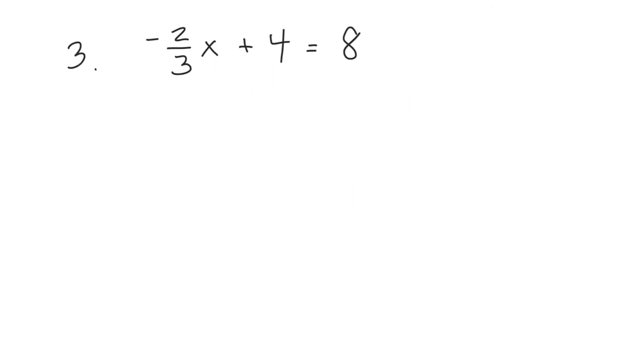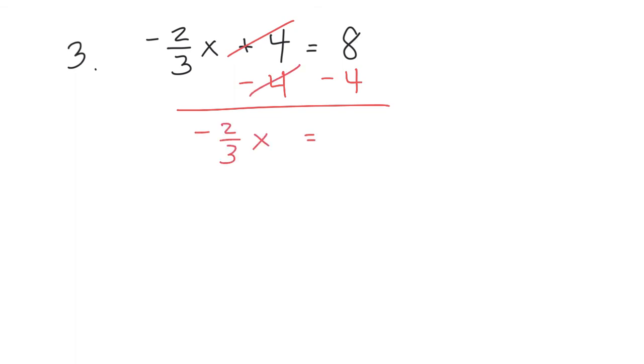Example 3, let's begin by getting rid of the +4. We can do that by subtracting 4 from both sides and using the subtraction property of equality. Now I'm left with -2/3 x equals 4. And now x is being multiplied by -2/3. So in order to get rid of the -2/3, I'm going to divide by -2/3, but that's actually the same thing as multiplying by -3/2. Dividing is the same thing as multiplying by the reciprocal.